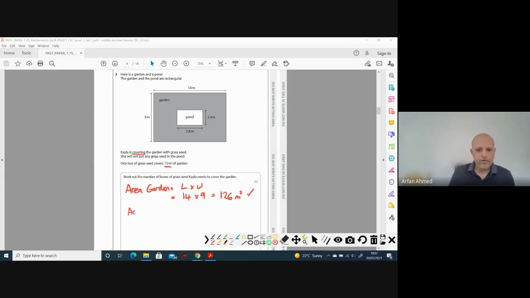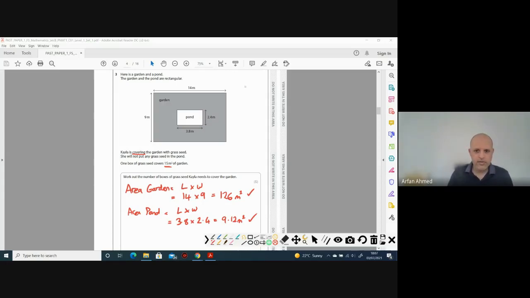Let's work out the area of the pond. Again, that's going to be length times width. That's going to be 3.8 times 2.4. Let's work it out. 3.8 times 2.4. That's going to be 9.12 on the calculator. That's meters squared. That's your second mark. Obviously, I'm going to carry on over here.